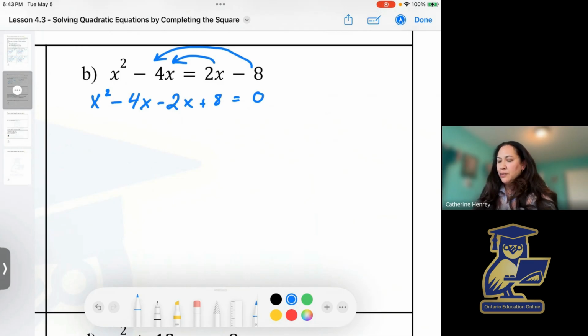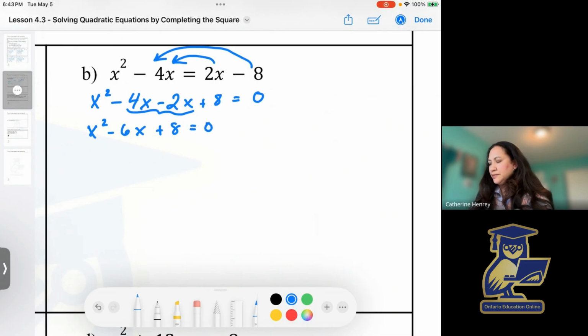And then let's combine or collect our like terms in the middle here. So we have x squared minus 6x plus 8 equals 0. And when we want to solve this, sometimes you think, okay, well, the quickest way to do this is maybe factoring it. But if you take a look at these numbers, it's not going to easily be factored. So what we'll do here then is we'll complete the square and then go from there.